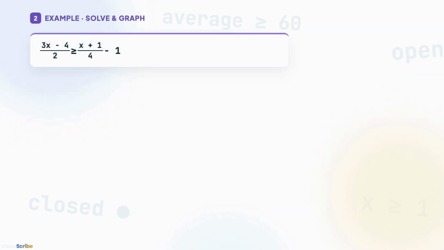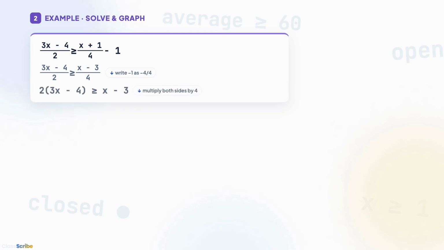Now consider another example. We have (3x minus 4) divided by 2 greater than or equal to (x plus 1) divided by 4 minus 1. First, simplify the right side by writing minus 1 as minus 4 divided by 4. This becomes (x minus 3) divided by 4. Now, multiply both sides by 4. Since 4 is positive, the sign remains the same. We get 2 times (3x minus 4) greater than or equal to x minus 3. Expanding gives 6x minus 8 greater than or equal to x minus 3.